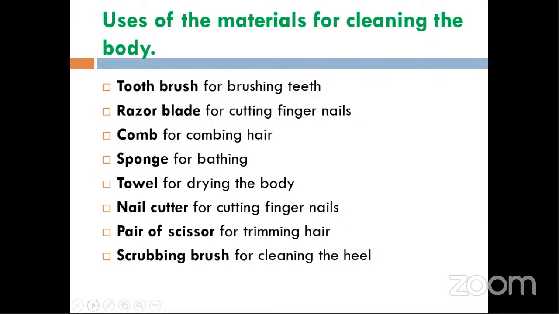So let's move on and talk about other things. So these are the uses of the parts. Last time we talked about the items or materials we use for cleaning our bodies, and you were able to mention these materials: toothpaste, toothbrush, razor blade, the sponge, towel, and so on. Now, today we are looking at the uses of those materials.